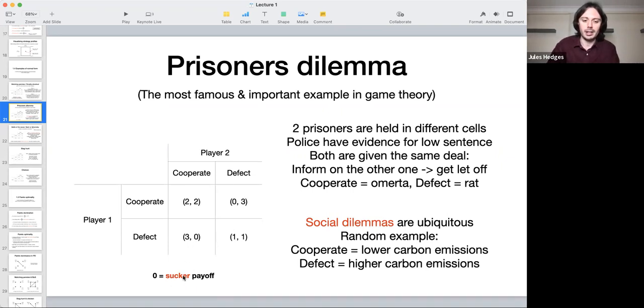And being so, if you're the one who stays silent when the other one rats on you, then you're the sucker. So this is the worst possible payoff.